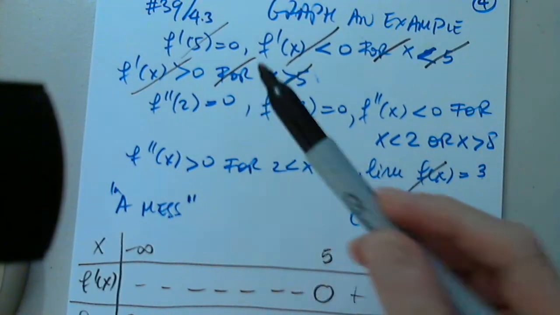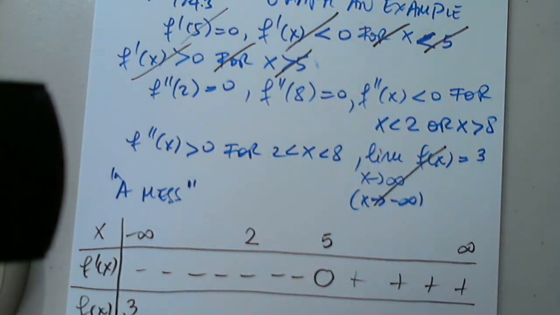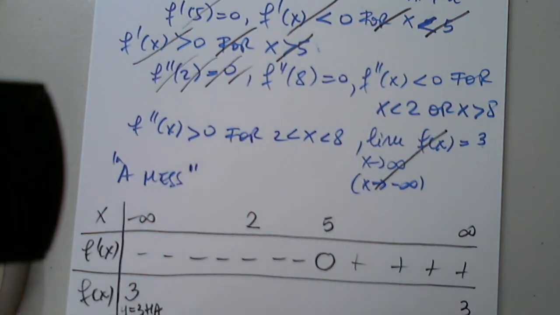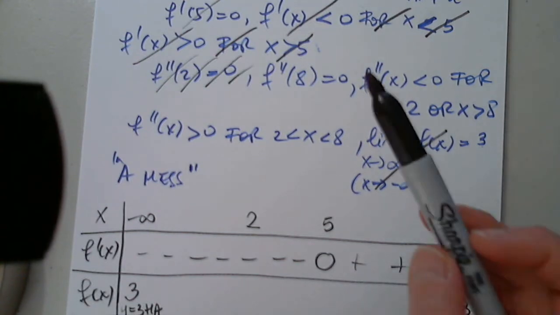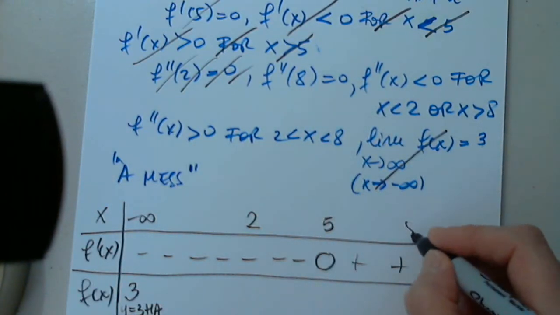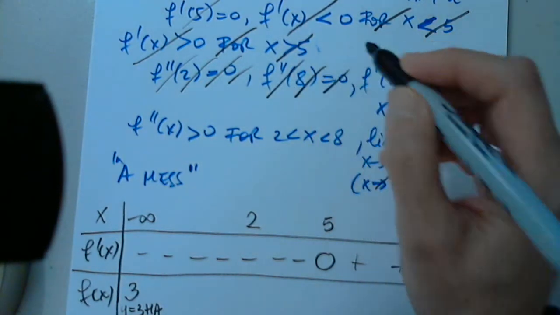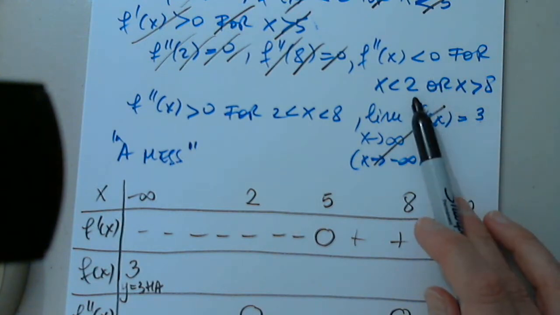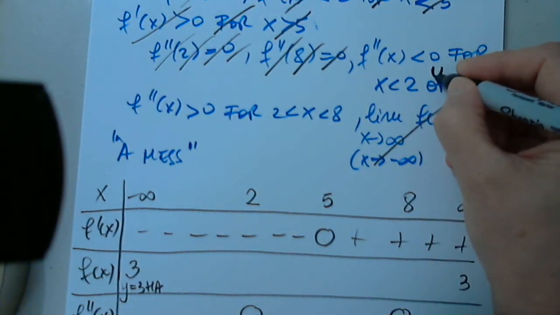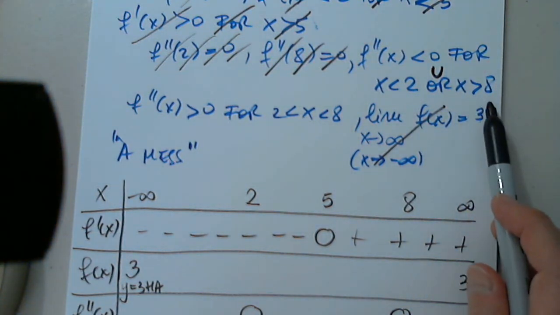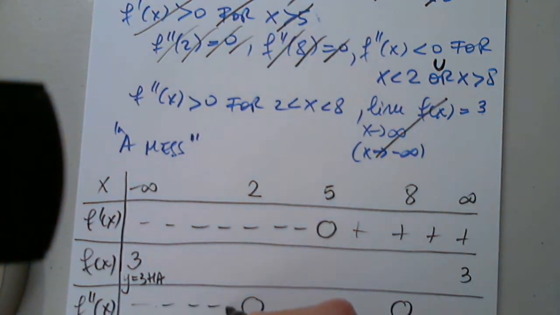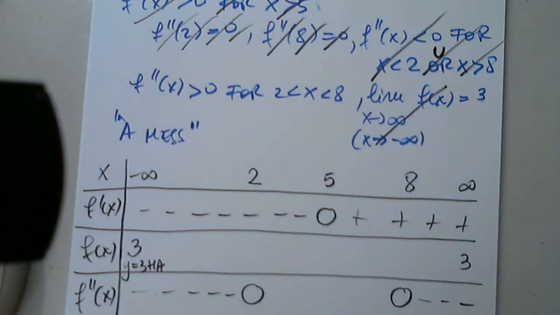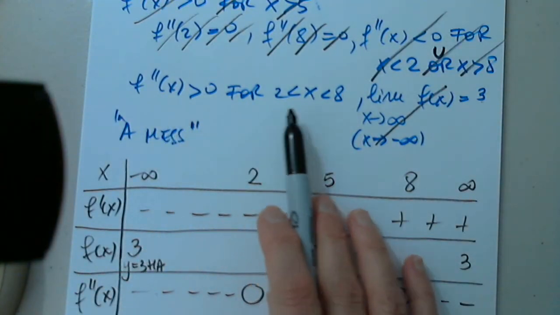So f double prime of 2 is 0. Potentially, I don't know, but potentially an inflection point. We'll see. F double prime of 8 is 0. F double prime is less than 0 to the left of 2, or, which means union, to the right of 8. To the left of 2 is negative. To the right of 8 is negative. The second derivative is positive between 2 and 8.